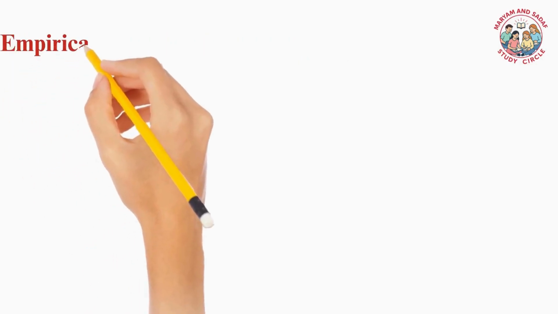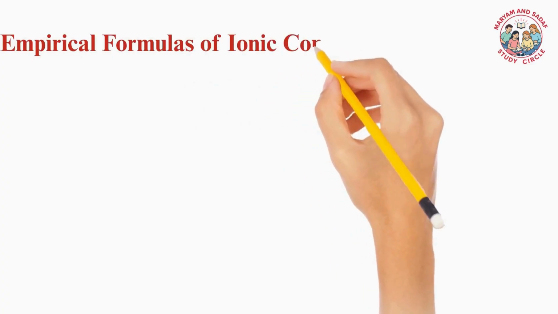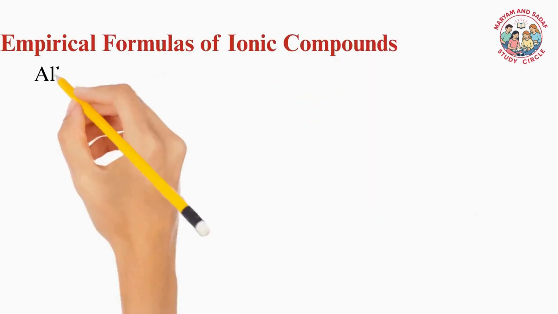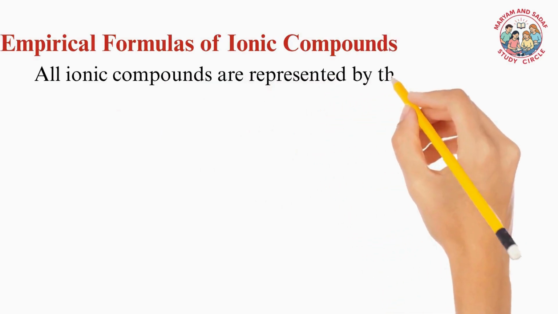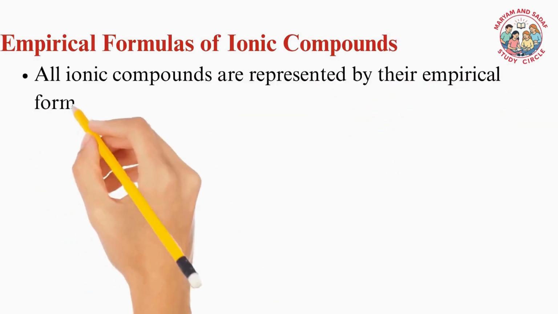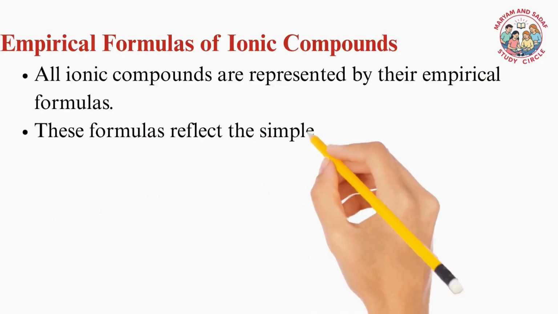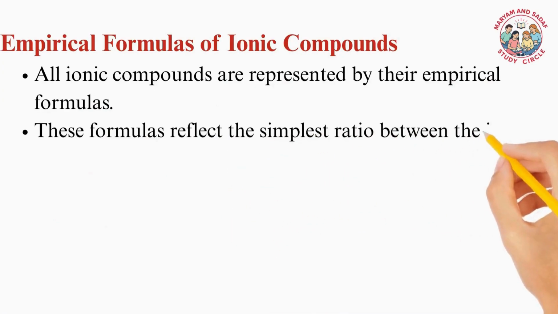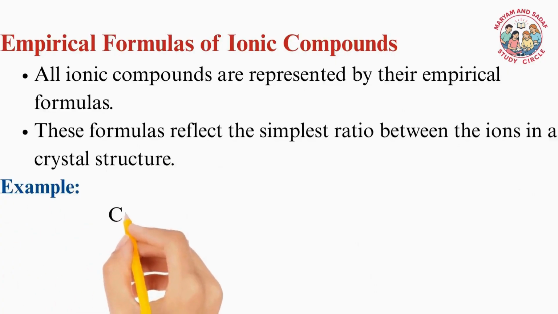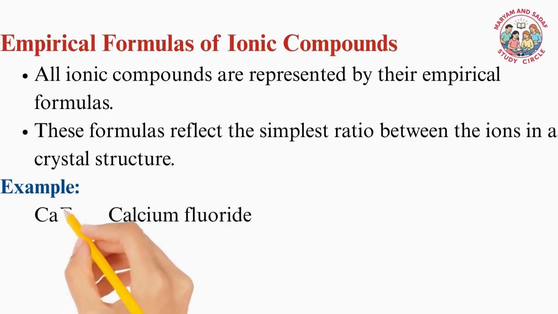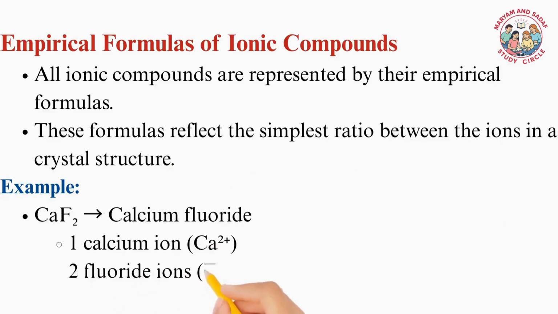Empirical formulas of ionic compounds. All ionic compounds are represented by their empirical formulas. These formulas reflect the simplest ratio between the ions in a crystal structure. Example: in calcium fluoride, one calcium ion and two fluoride ions has a ratio equal to 1 to 2.